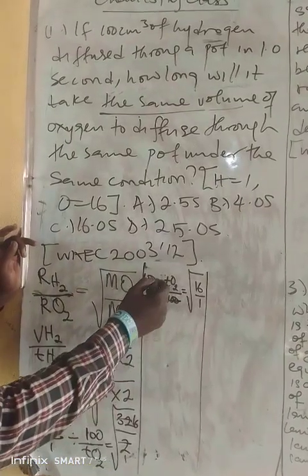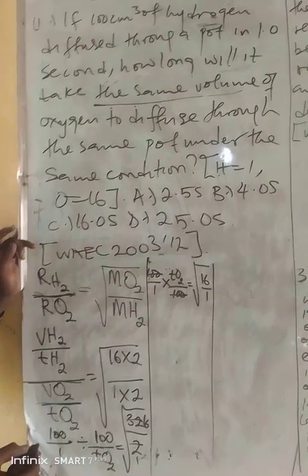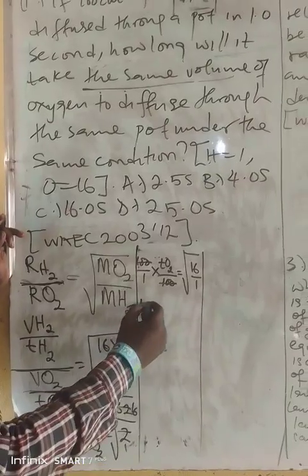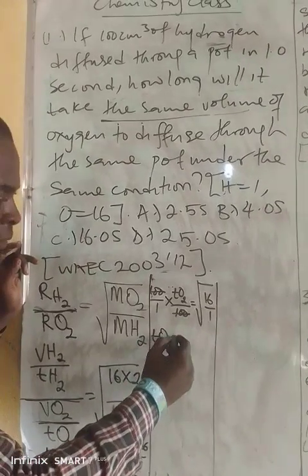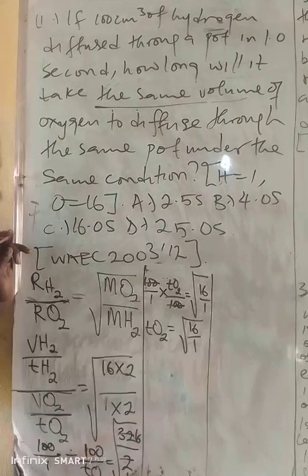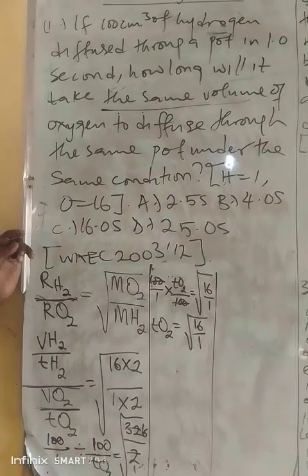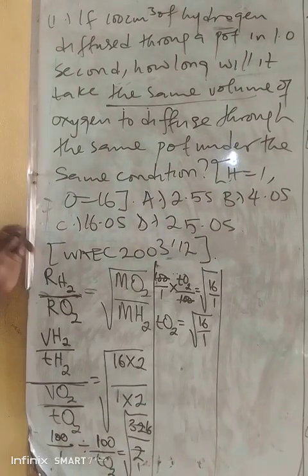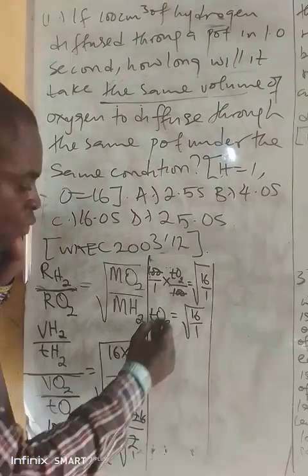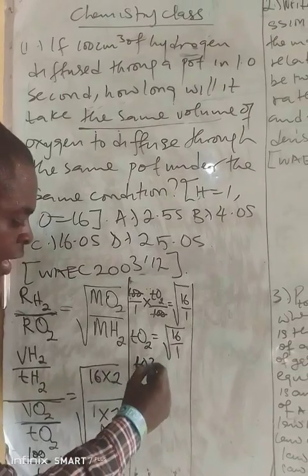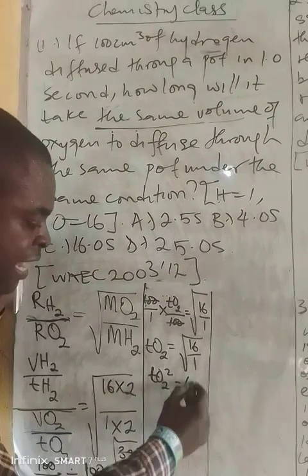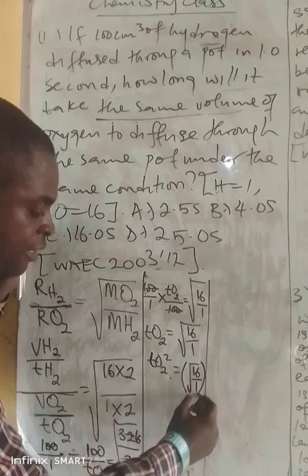Now this 100 cancels this 100. Are we together? Yes. Then we are left with the time for oxygen equals the square root of 16 over 1. Now it's time to remove the square root. We square both sides. We have TO2 squared is equal to the square root of 16 over 1, squared.